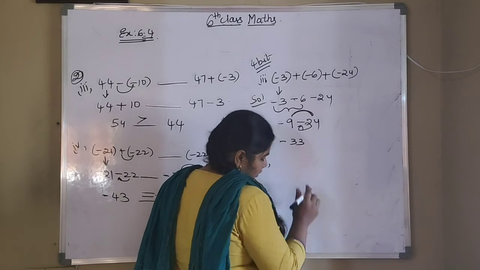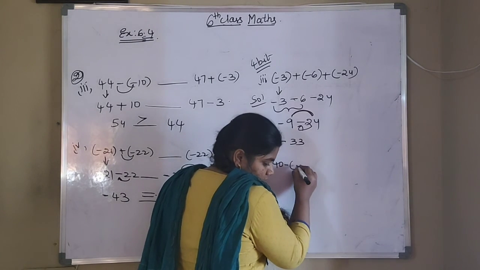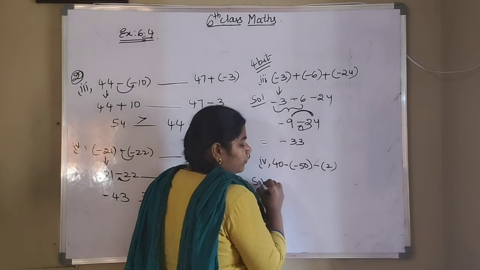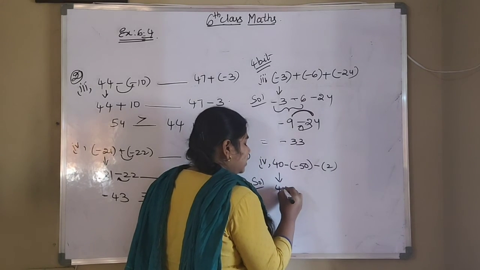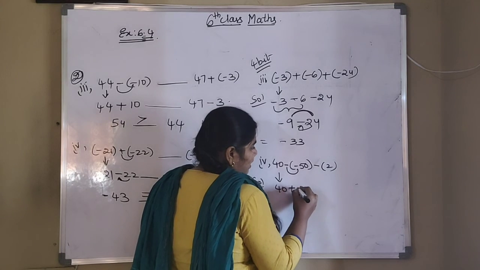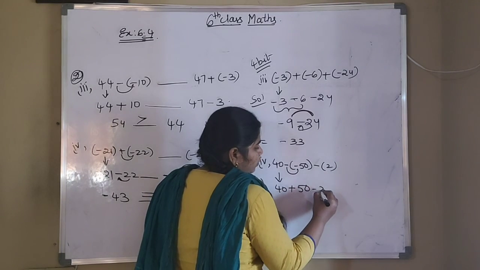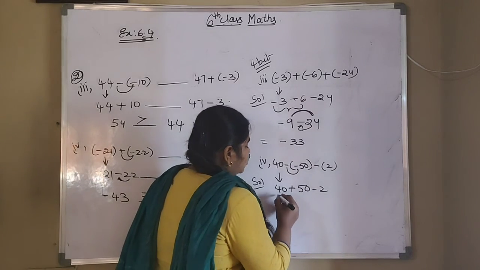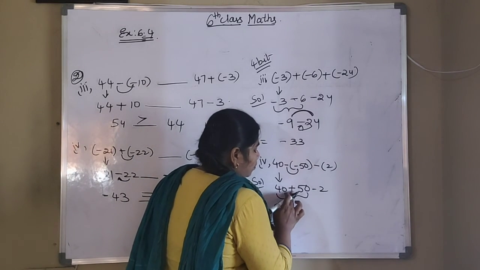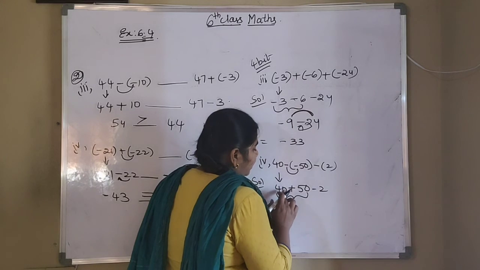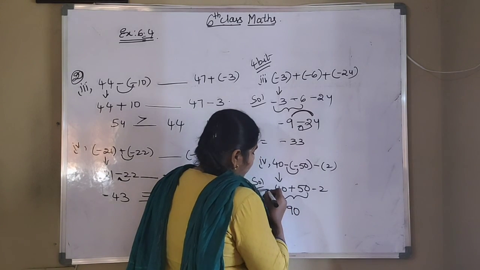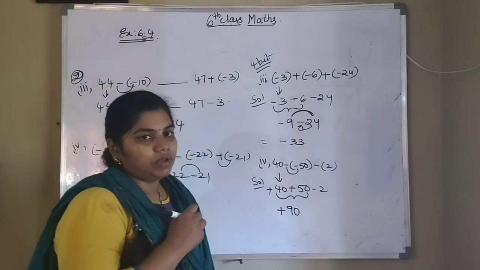last one in this, 40 minus of minus 50 minus 2. So in this also first integer write as it is. Minus into minus will be plus 50 minus 2. 2 is having only single sign, so I wrote as it is. Now first two values. Plus into plus will be plus. So 50 plus 40 is 90. Bigger number sign is plus. Here symbol is not there, that means it is having plus sign.